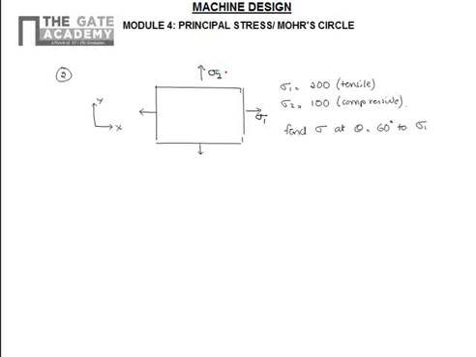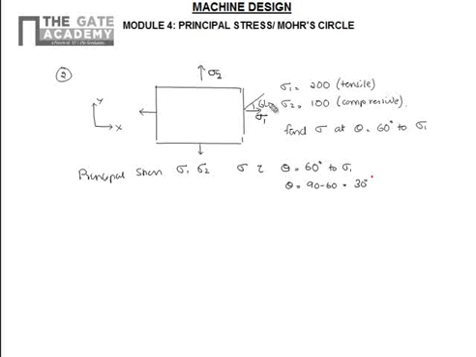Now let us take another example where instead of giving sigma x and sigma y, the principal stresses are given directly. Principal stresses sigma 1 and sigma 2 are given, and we are asked to find the normal stress and shear stress acting on a plane inclined at angle theta to the y-axis. Here it is given theta is equal to 60 degree to sigma 1, that is the x-axis. So what will be the inclination to the y-axis? It will be 90 minus 60, that is 30 degree. This angle is given as 30 degree, 60 degree.